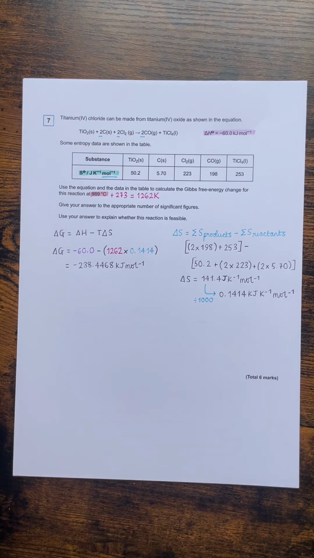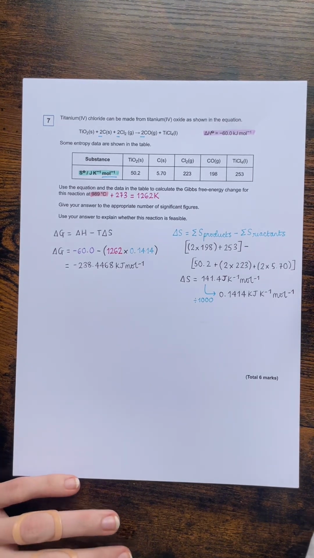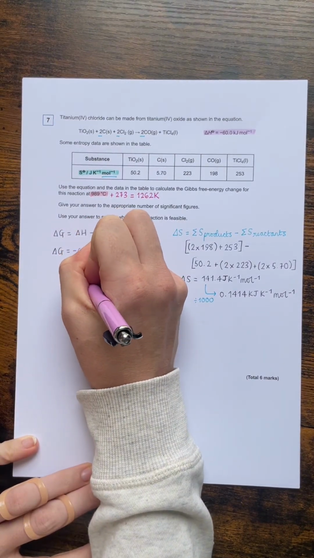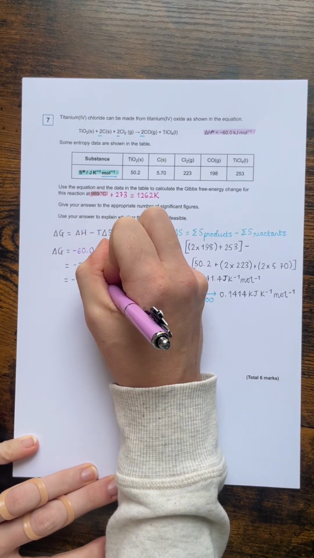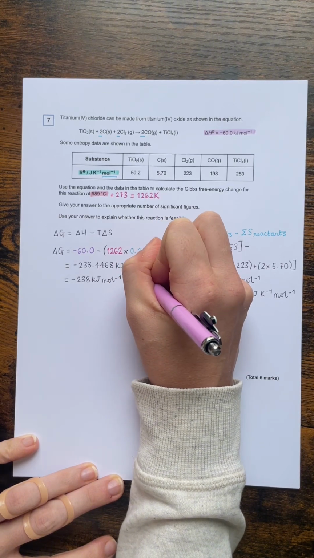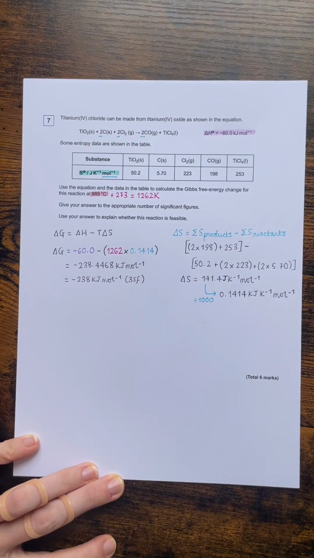Now, to do that, we always go back and have a look at the number of significant figures that we used for the values in the question. So we were given the value for delta H to 3 significant figures. All of the entropy values in the table for the reactants and products were given to 3 significant figures. The initial temperature was given to 3 significant figures. Therefore, I am going to be giving my answer to 3 significant figures, which is going to turn it into minus 238 kilojoules per mole. And I'm going to show in brackets that I've opted for 3 significant figures.